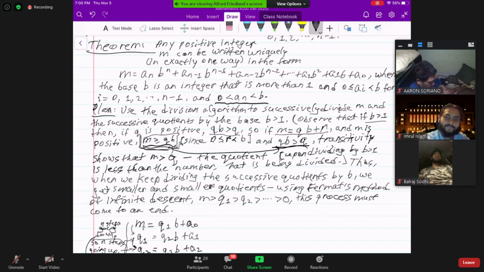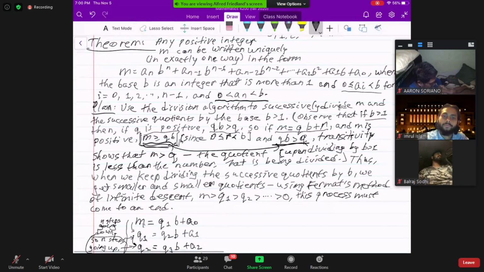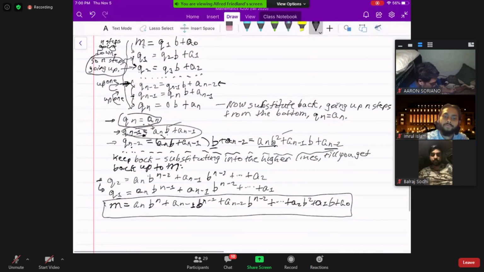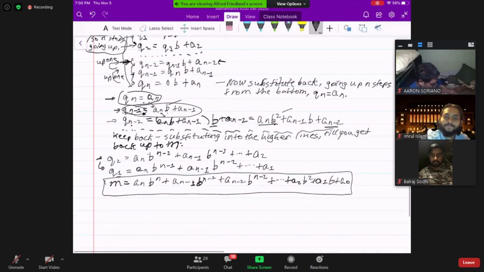But all the others, they have to be less than b, but any or all of them could be zeros. So for instance, in the decimal number 1000, the first digit is not zero, it's one, but all the other digits are zero. Now, that's okay.